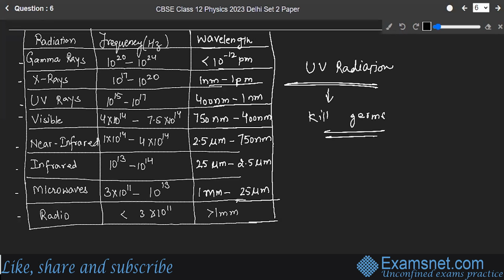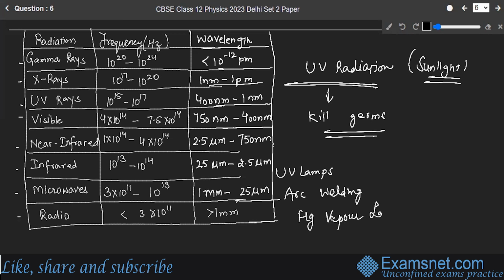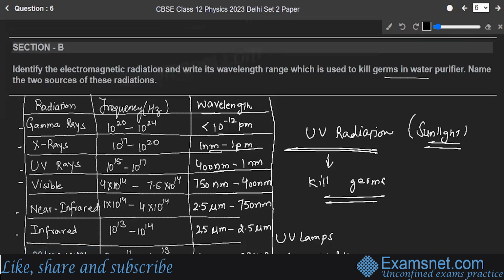Sunlight is the greatest source of the UV radiation. Man-made ultraviolet sources include several types of UV lamps, arc welding, mercury vapor lamps. There are some devices emitting UV radiation, such as carbon, xenon, and the other arcs. So UV radiation, that is the right answer to the question. Hope you understood that. We have discussed everything. So let's move to the next question, number 7.